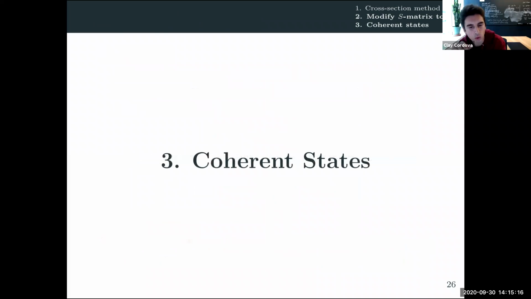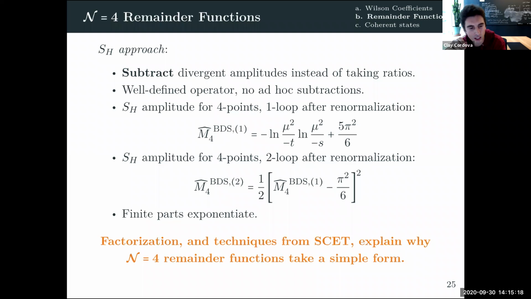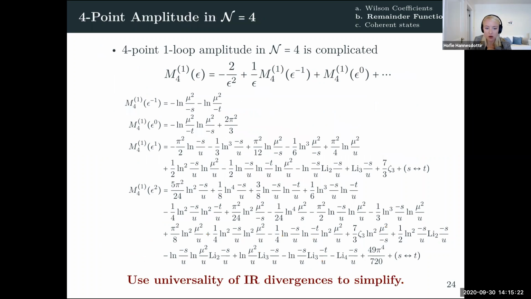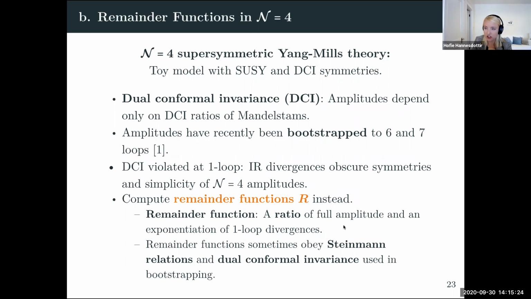Sorry, can you say what it is that you're computing in the standard language of N equals 4? Yeah, the remainder functions, absolutely. So the remainder function. I have a list of local operators, scaling dimensions, OPE coefficients. What is it that you're computing?